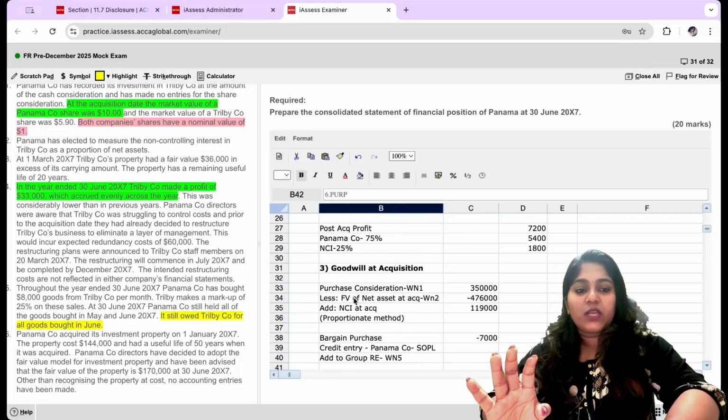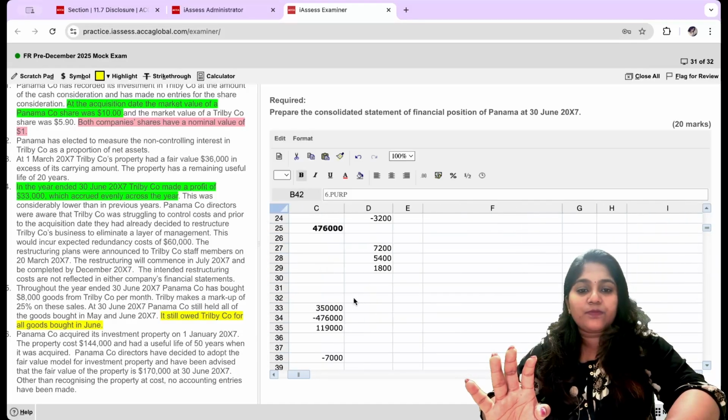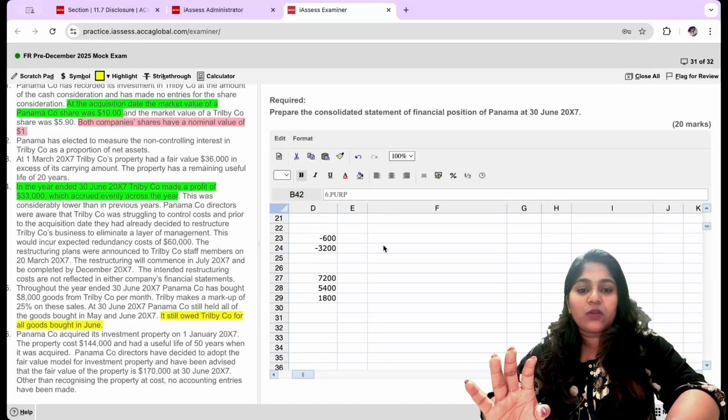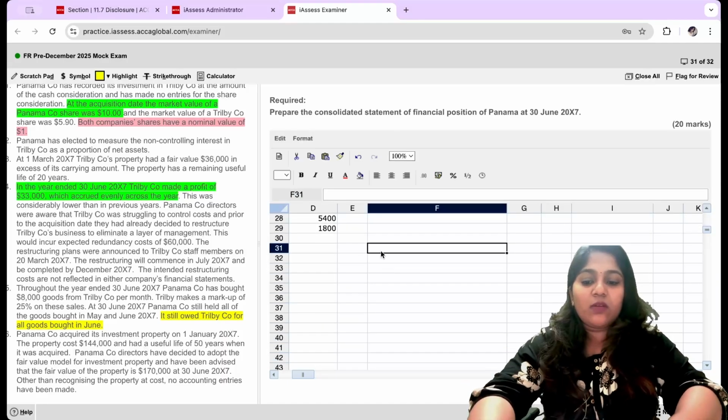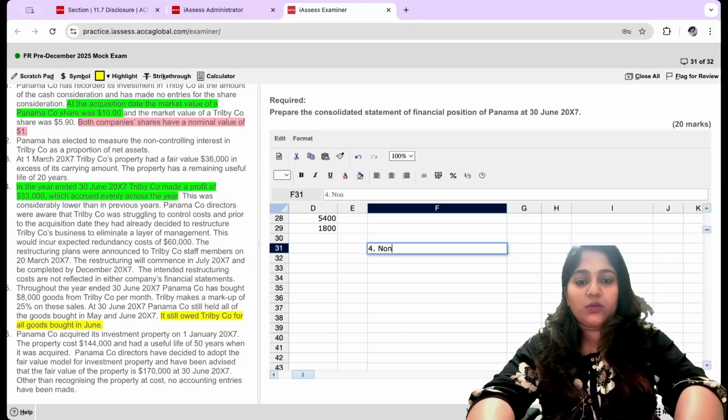We have working note number 4 and working note number 5. So you can prepare working note number 4 somewhere here. Non-controlling interest. So what was your non-controlling interest before? Non-controlling interest.